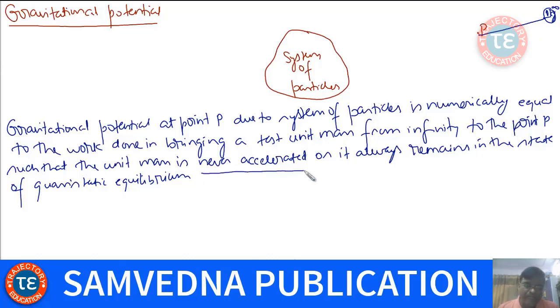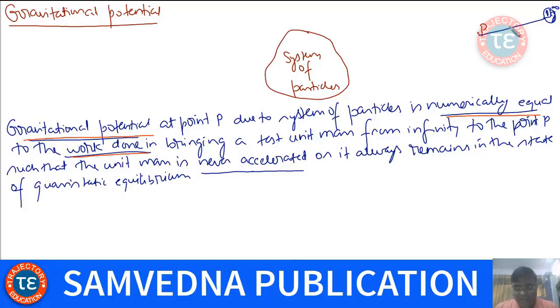Why this condition? Because if you accelerate this 1 kg while bringing it from infinity to point P, a part of your work done will go into kinetic energy. Gravitational potential is numerically equal to work done only under this condition. Gravitational potential is a different physical quantity, and work done is another physical quantity. So this equality between these two physical quantities is conditional on this unit mass that you are bringing from infinity to point P never being accelerated.